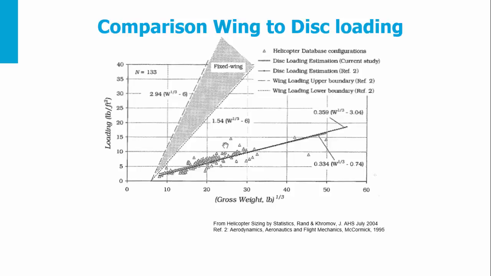What is the comparison between the wing and disk loading? If you represent this loading in pounds per square foot as a function of, again, the gross weight, the fixed wing planes have loadings of 40 pounds per square foot. And the helicopters, you see them with loadings of 15 pounds per square foot.